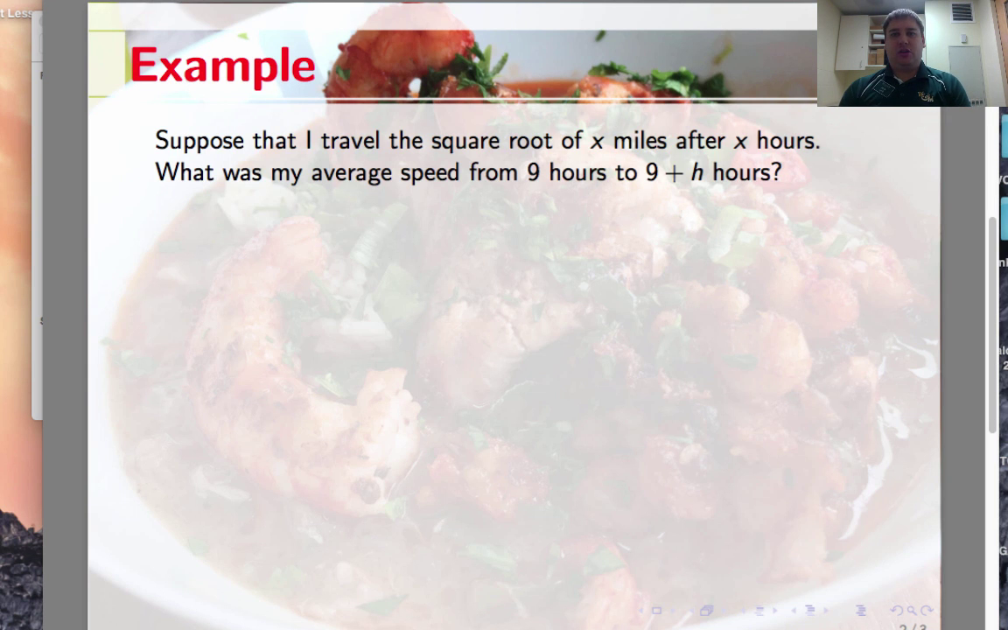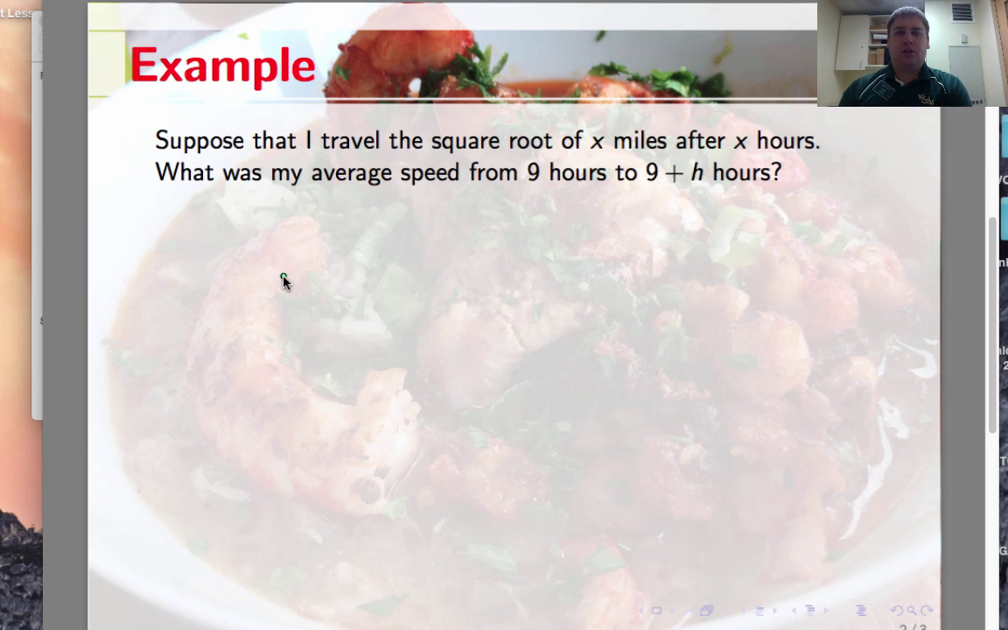To keep things a little bit easier, I'm actually going to let x be 9 here, just so there's not too many variables floating around, but I'm going back to the same function. My distance function is given by the square root of x, where x is measured in hours. And I want to find my average speed from 9 hours to 9 plus h hours. Interesting question. Pause the video, try this out if you'd like.